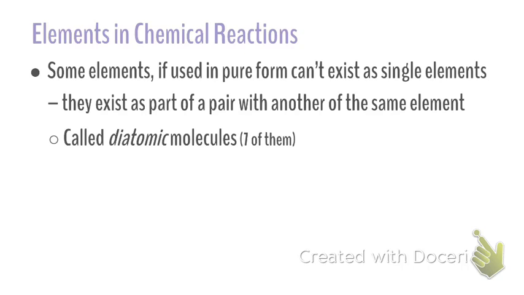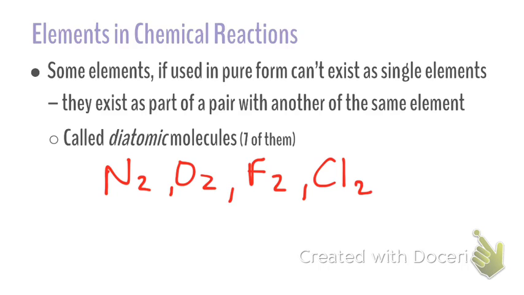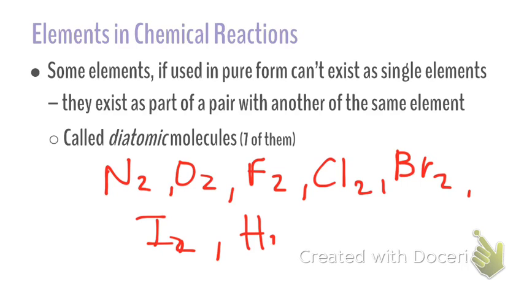All right, so if you want to write them down, you can. We start with nitrogen, N2, O2, F2, Cl2, Br2, I2, and H2. So this makes a 7 plus hydrogen.